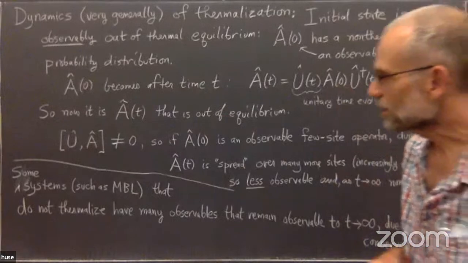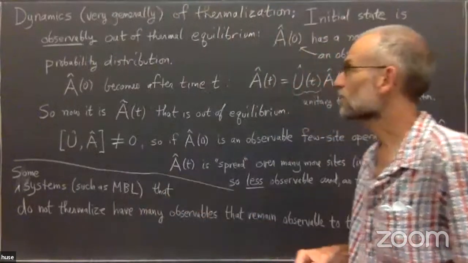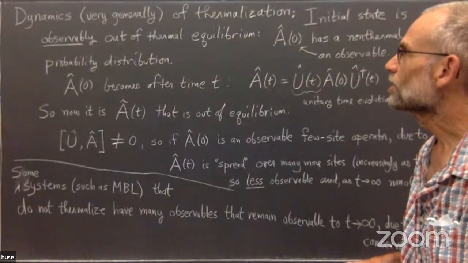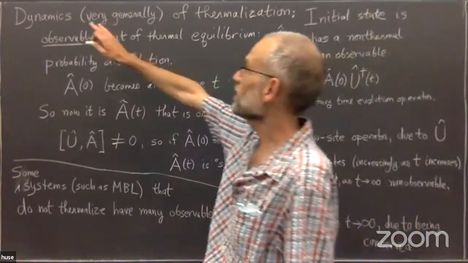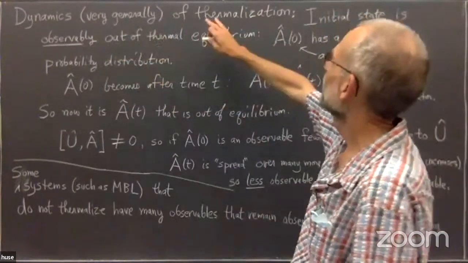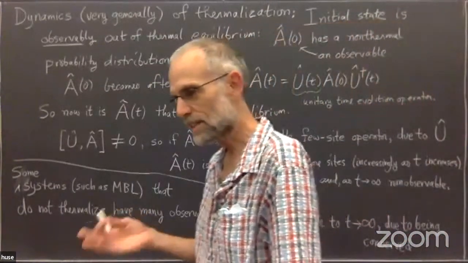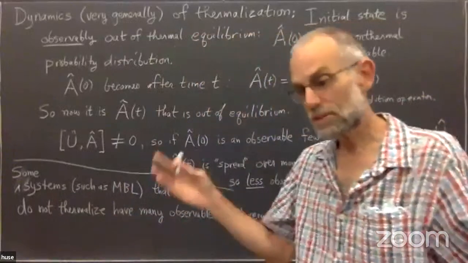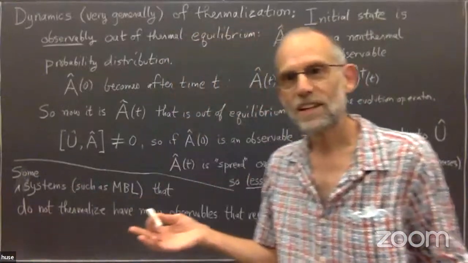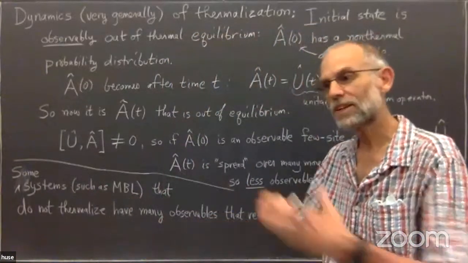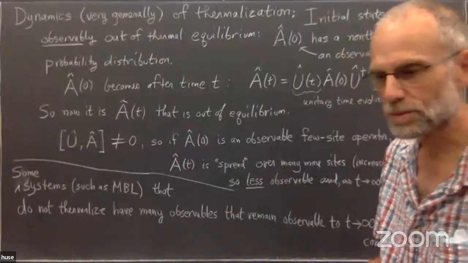Okay, so I want to say a little bit more about how that works. This is basic fundamental stuff, but I think it's good to go over it carefully. It's a very general discussion. So I'm talking about the dynamics in very general terms of thermalization. Let's say we have a system which does thermalize, which means if I take the limit of a large system, start that large system in a non-equilibrium initial state, and wait for long enough time, it goes to a thermal equilibrium state, which is what we assume in statistical mechanics.